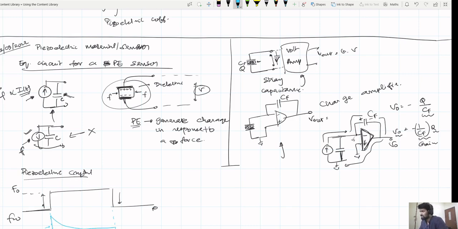And here, it will shoot down, like this. So what does your piezoelectric crystal behave like? What kind of system is this? Or what kind of a filter is this?